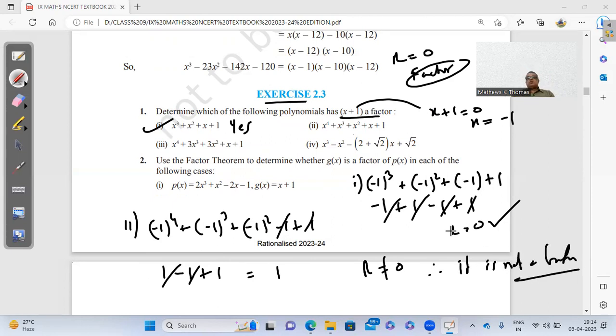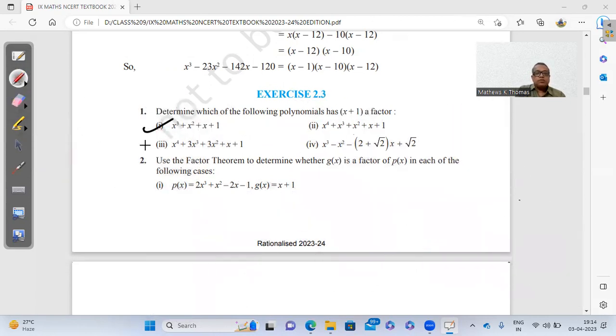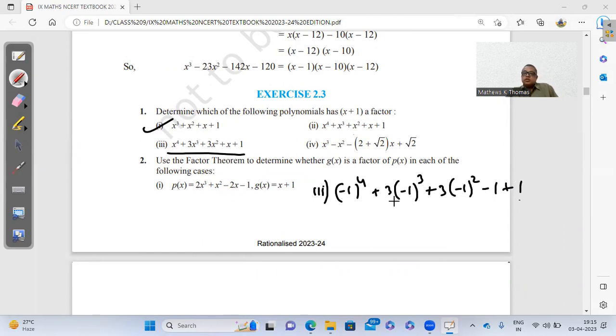So the easy technique to find out whether it's a factor or not is just to find out the remainder. Of course, you could have done this whole question by dividing, but that becomes a long procedure. So better is to use the remainder theorem and find out whether it's a factor or not, right? So moving on to the third part. Now here, x is minus 1. I'm putting it in the third: minus 1 to the power 4, 3 into minus 1 cube, 3 into minus 1 whole square, minus 1 plus 1. If you haven't done it, you can always pause the video and re-watch it till you are able to do it on your own, right?